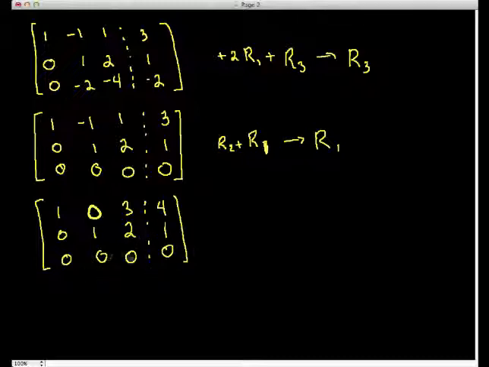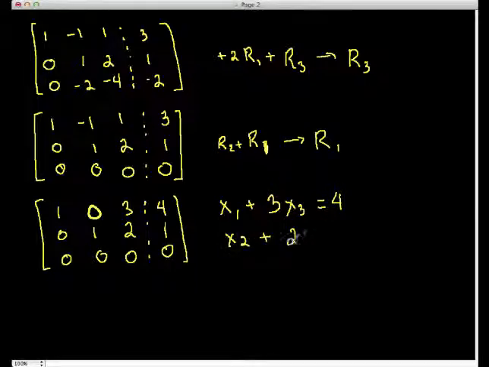And so at this point, I realize I'm going to have a free variable because this x3 column does not contain a pivot. Only the x1 and x2 columns contain pivots. And so what I need to do is write these now as equations and use those to solve. So writing things down, I see that this first row turns into x1 plus 3x3 is equal to 4. And the second row turns into x2 plus 2x3 is equal to 1.